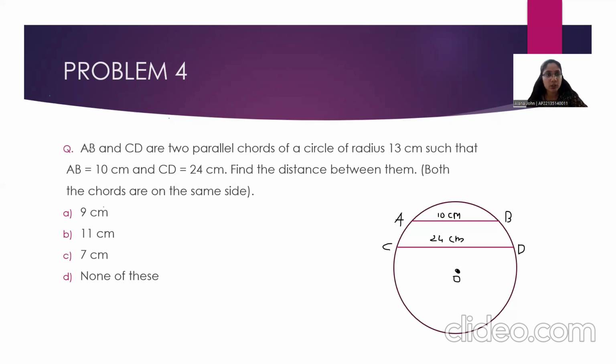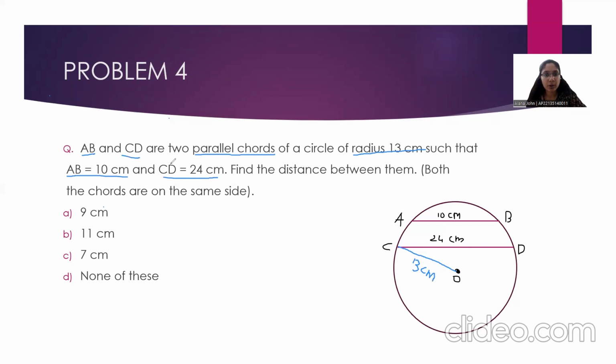Okay, fine. So here two chords AB and CD are taken and they are given to be parallel chords. The radius of the circle is given to be 13 centimeter. Also the lengths of the chords are given. AB equal to 10 centimeters, CD equal to 24 centimeters. I have illustrated this in this diagram. The radius is given to be 13 centimeter, right? That information is also given. So this much information is given in the problem.